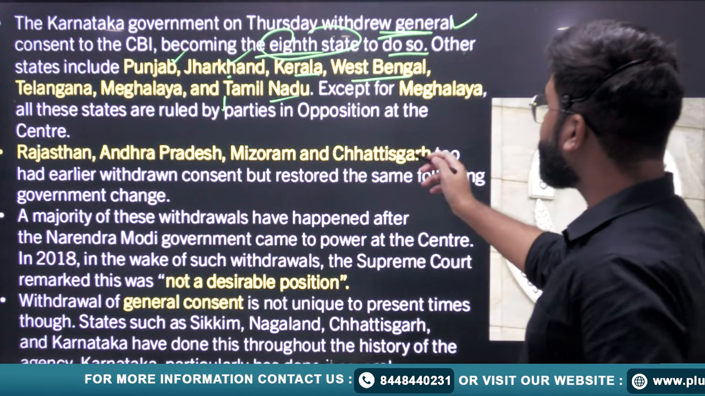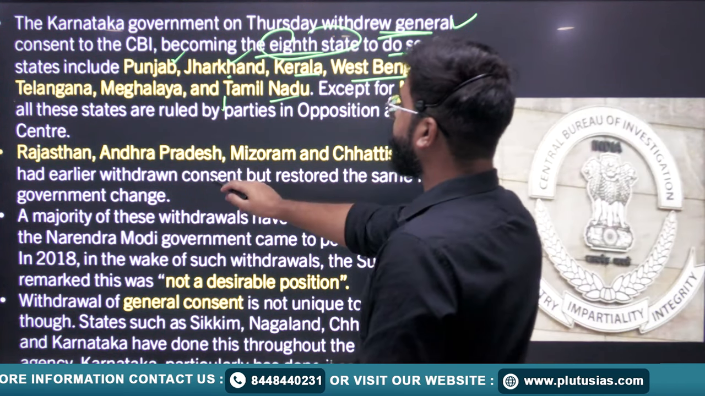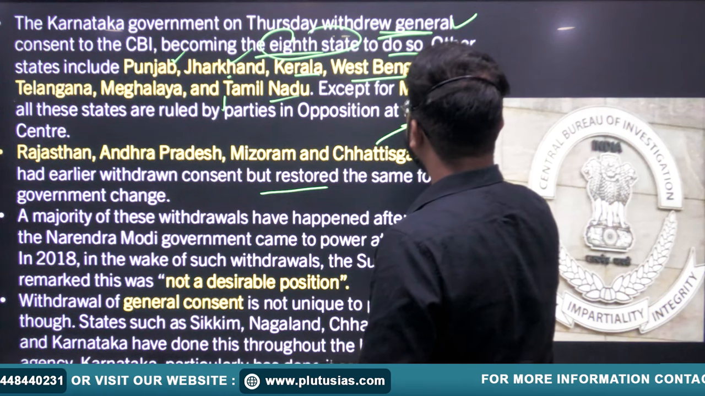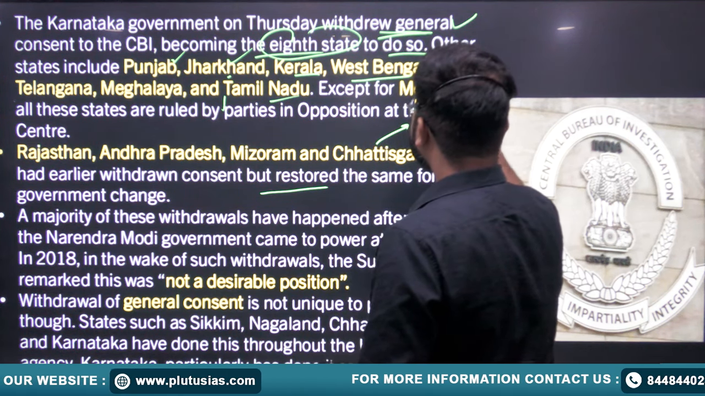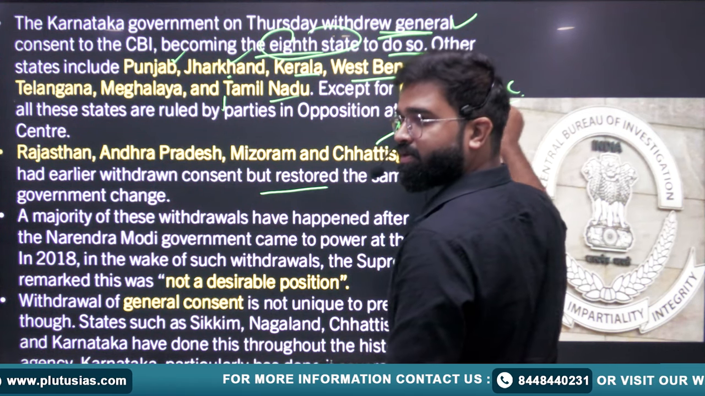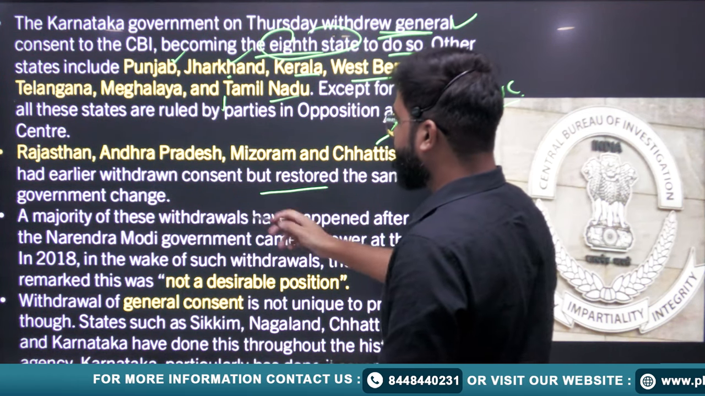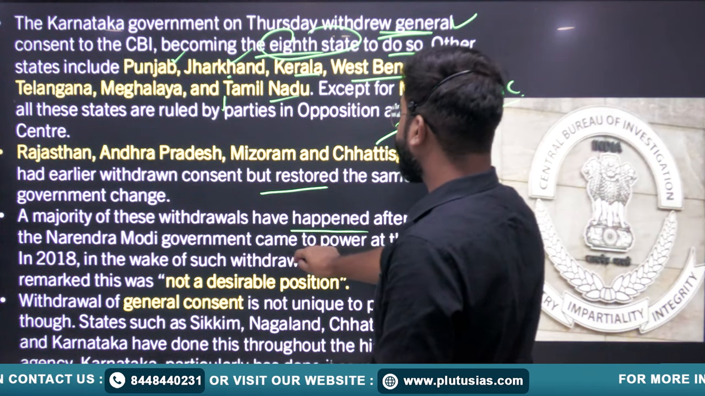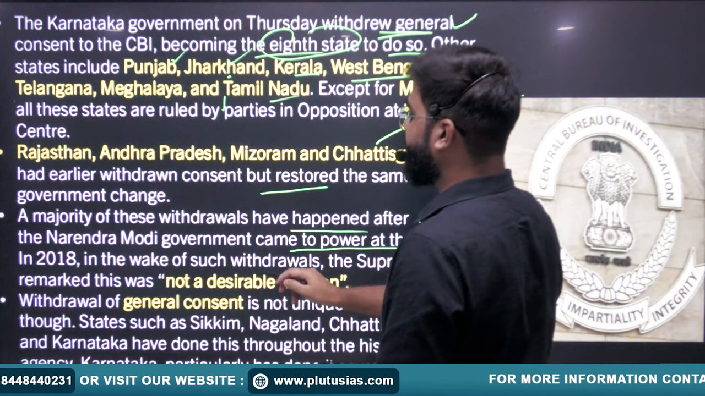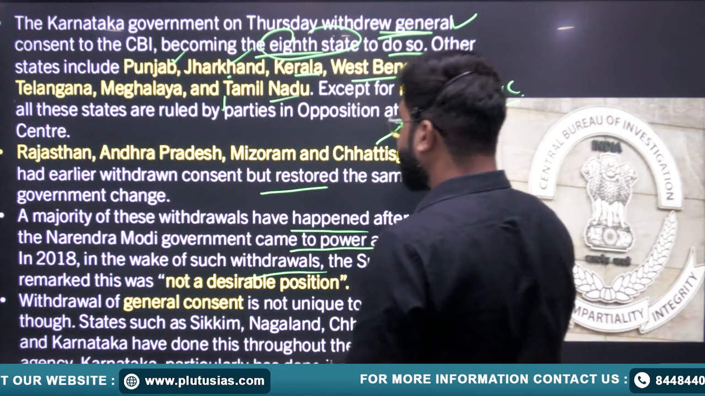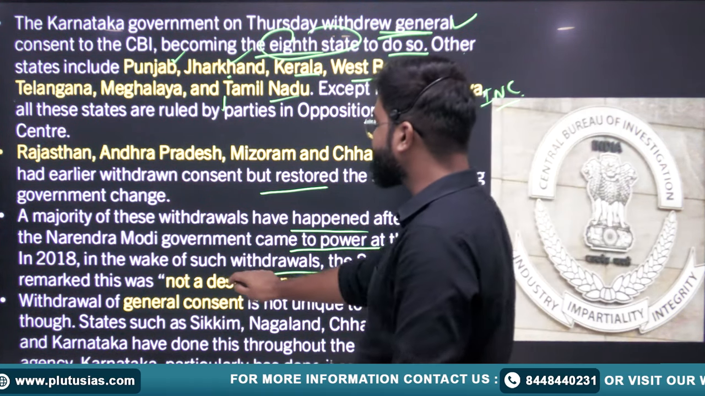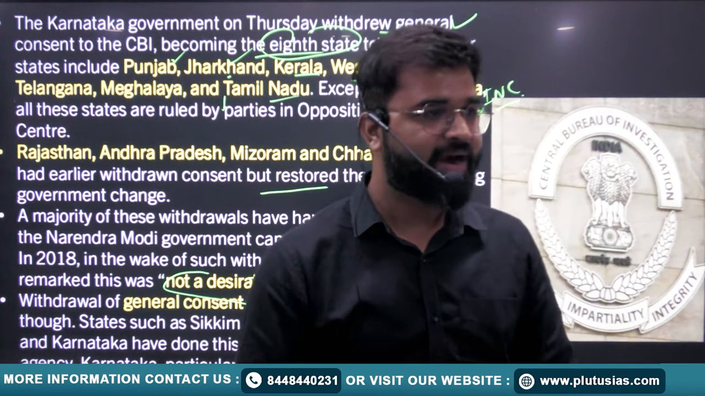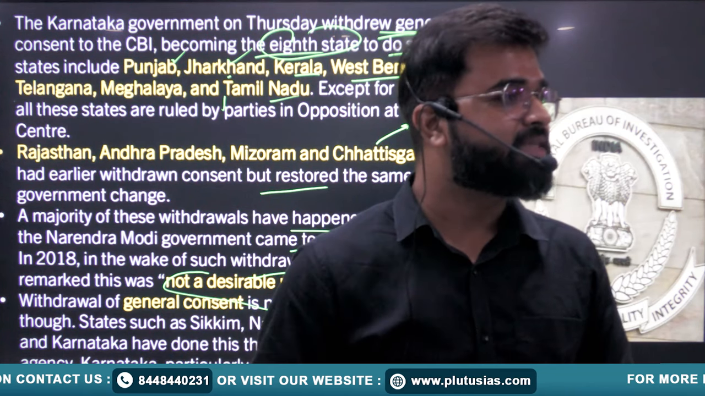Okay? Rajasthan, Andhra Pradesh, Mizoram, Chhattisgarh, two had earlier withdrawn the consent. Chhattisgarh when? Chhattisgarh was ruled by Bhupesh Baghel, that is Indian National Congress. They also withdrew the general consent. A majority of these state withdrawals has happened after the Narendra Modi government came to power at the center in 2018. In the wake of such withdrawal, the Supreme Court remarked it was not a desirable position. This should not be done. But they are doing it. Why? Because of the misuse of CBI.